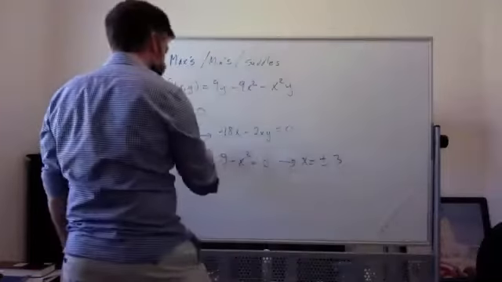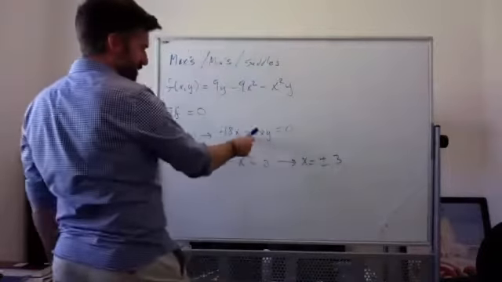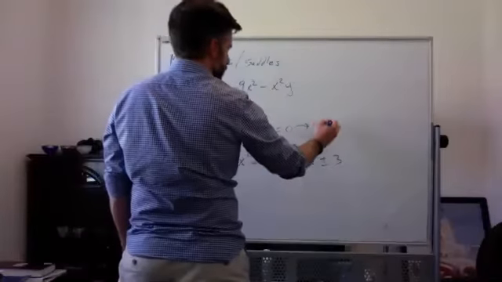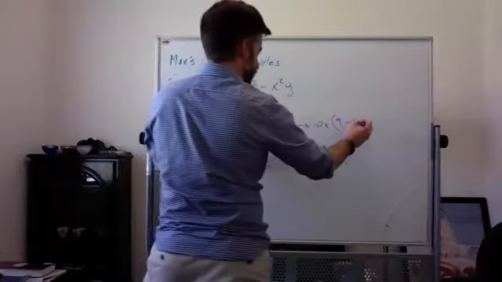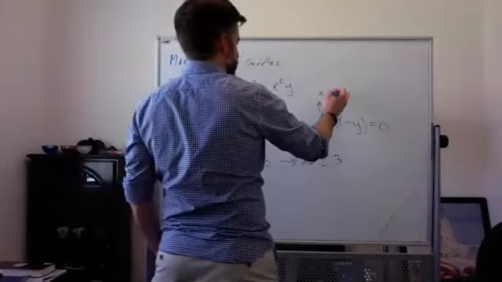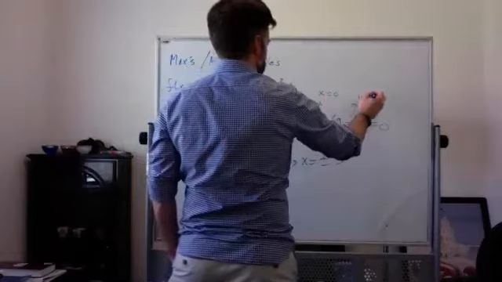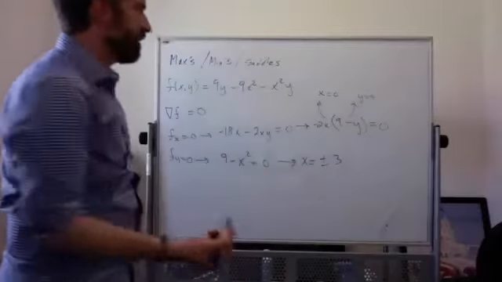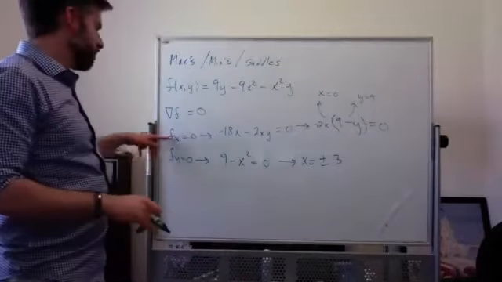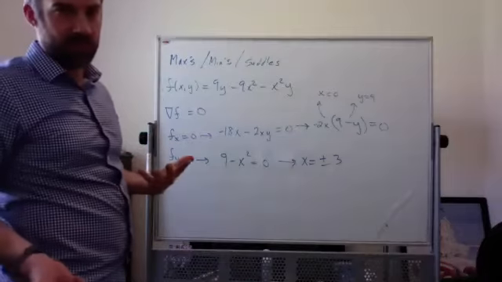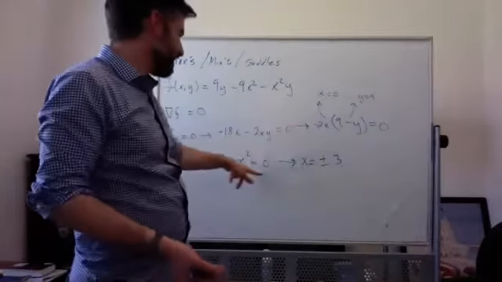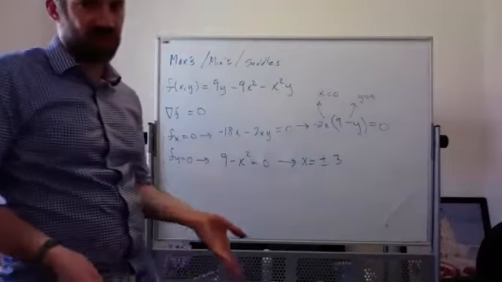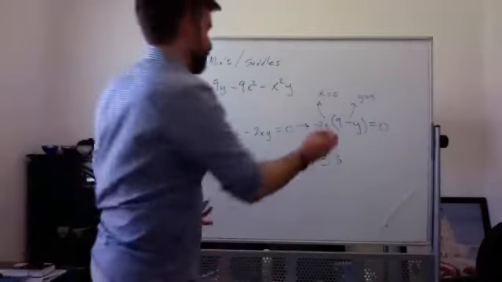Okay. Here I have to do some factoring. I can factor out a negative 2x. I'm left with a positive 9 minus y equal to 0. So here I'm either getting x equal to 0 or y equal to 9. Okay, so here's the thing. Both of these equations have to equal 0 at the same time. So even though x equals 0 solves this one, x equals 0 doesn't solve the other one. So x equals 0 isn't going to be part of any critical point.